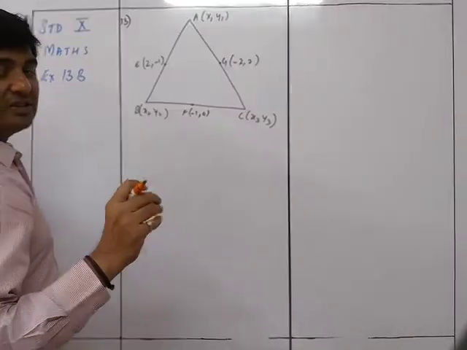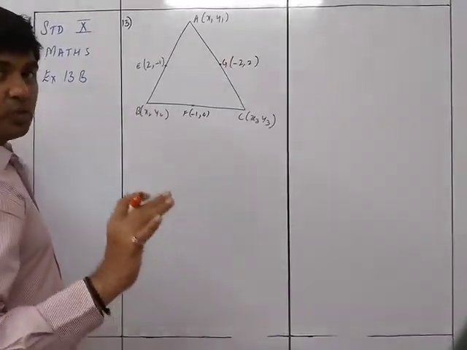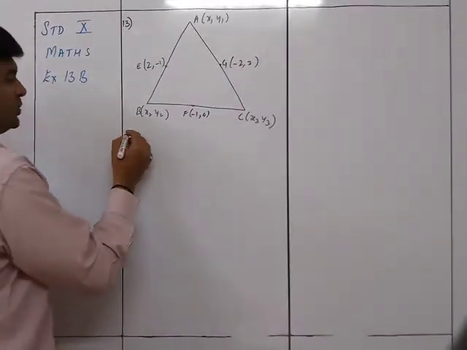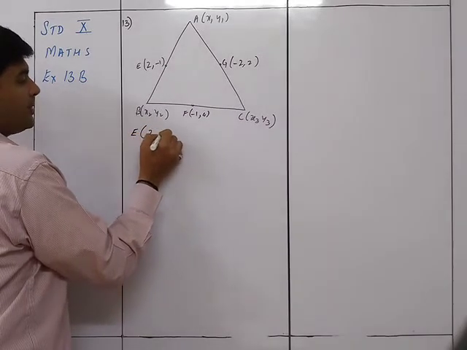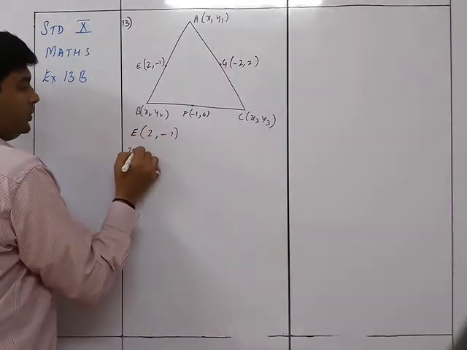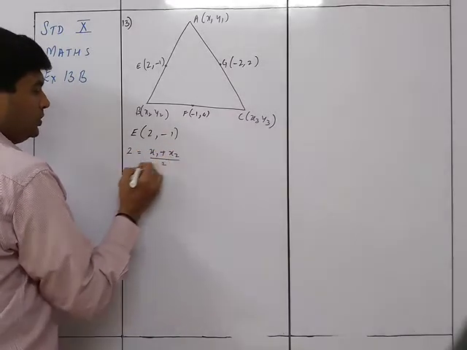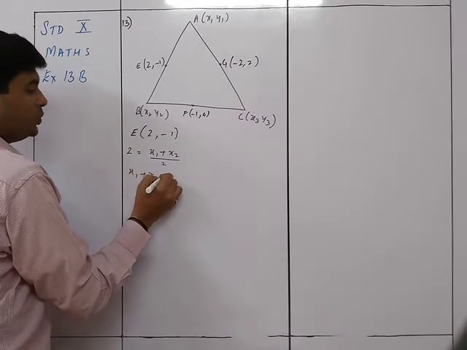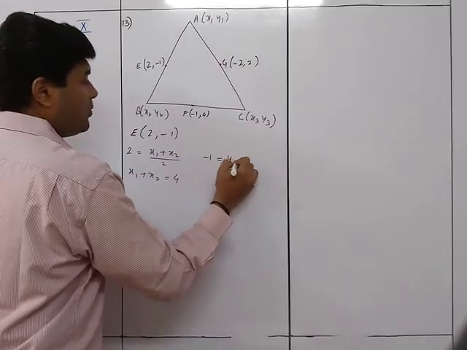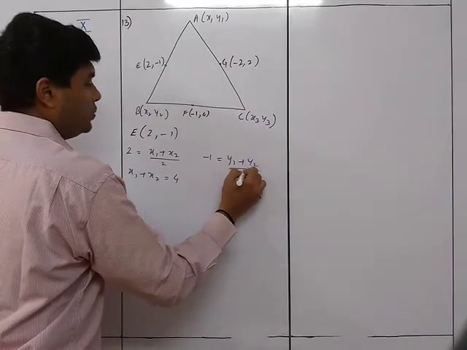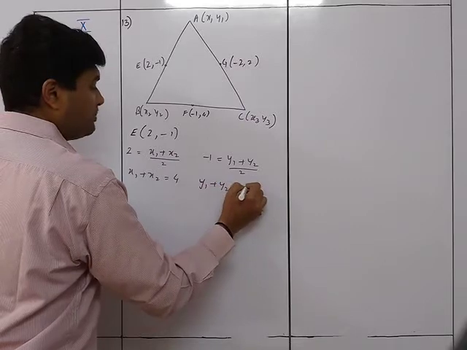Initially let us just frame the equations based on x1, x2, x3 and so on. So let's see the first one. I've got over here E is 2 comma minus 1. So 2 is equal to x1 plus x2 upon 2. So x1 plus x2 is equal to 4. Second, minus 1 is equal to y1 plus y2 upon 2. So y1 plus y2 is equal to minus 2.